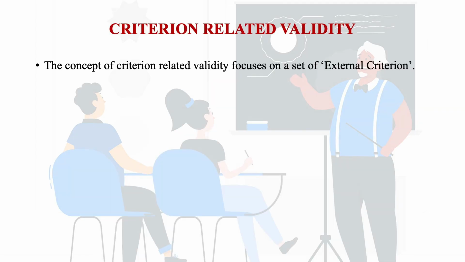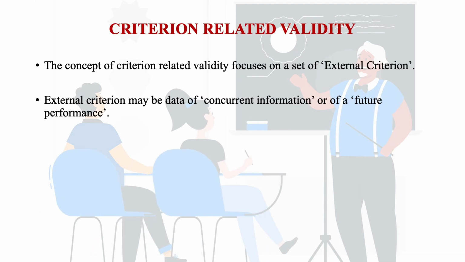Okay, and further, the third method is criterion related validity. Try to understand the different criteria that are supposed to be taken into consideration for constructing a tool and for validating a tool. Here there are two important criteria: one is the external criterion and the other is the concurrent criterion.